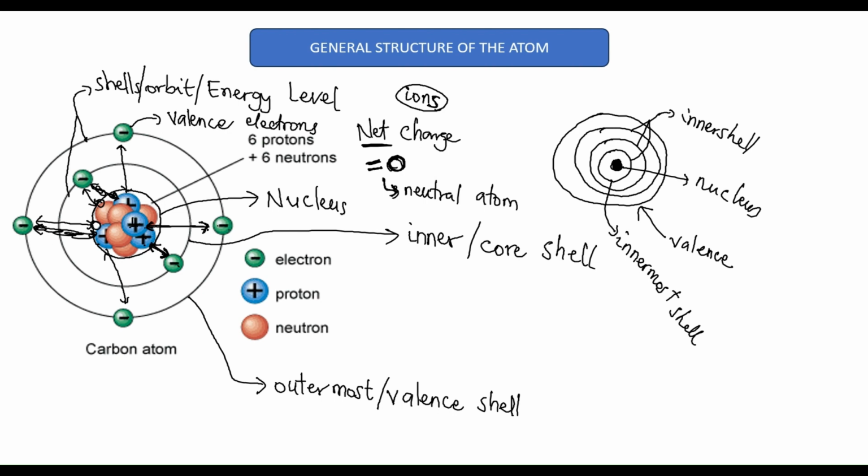So what happens to the neutron then? Neutron does not have charge, right? So electrically it will not be attracted to the protons, but it will be located within the nucleus. It is the protons and the neutrons that are found in the nucleus, while electrons are found on the shells.